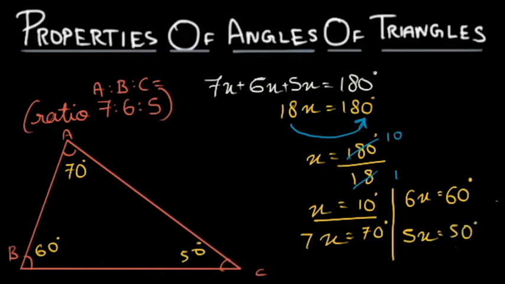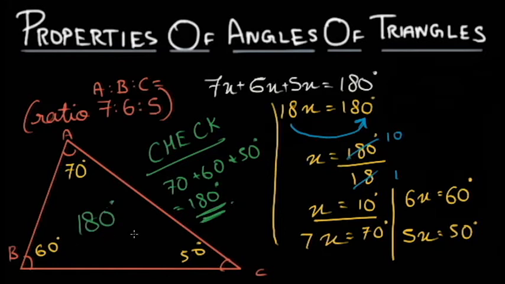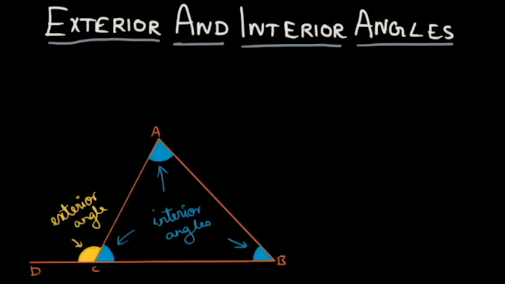Thus, we can give each of the angles a value. Now, to check it, 70 plus 60 plus 50 is equal to 180 degrees. Since this statement is true, and they all sum up to be 180 degrees, we can say that this triangle is correct. Now, we're going to learn what exterior and interior angles are.